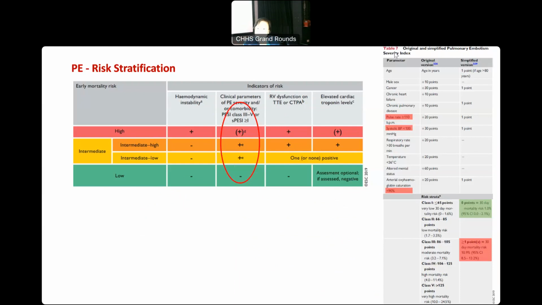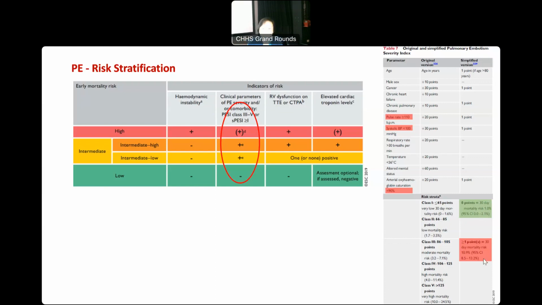PESI score, Pulmonary Embolism Severity Index. Now, I want to say the endpoint for this score is 30-day mortality, okay? You can go into the original version. Oh my God, so many numbers, but very, very clear what score you're going to have, what mortality, right? But it's not practical in clinic. So we're going to use the simplified version. If you look at the simplified version, simplified into 0, or 1 or more. And the risk of death in 30 days is 1% and 10%.